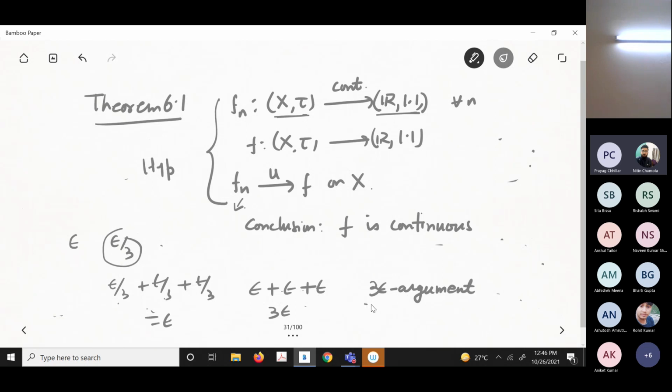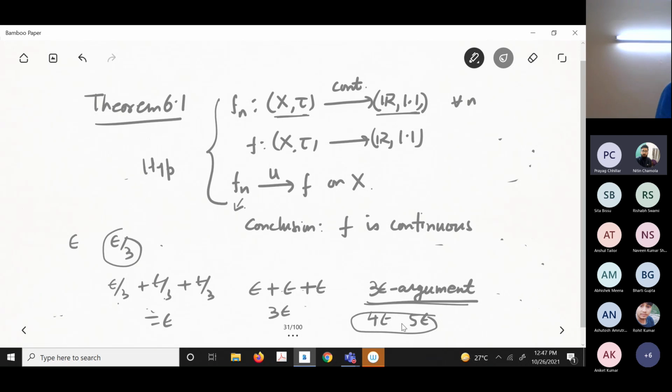The name of the argument is called the 3 epsilon argument. It means that for your argument, you make three pieces. But the funny thing is, usually it comes in 3 parts. Often you will get that. In some other theorems also, you get 3 parts. But occasionally you have 4 parts, that is 4 epsilon, or 5 parts. Still, we do not say 4 epsilon argument or 5 epsilon argument. Again, you call it the 3 epsilon argument.